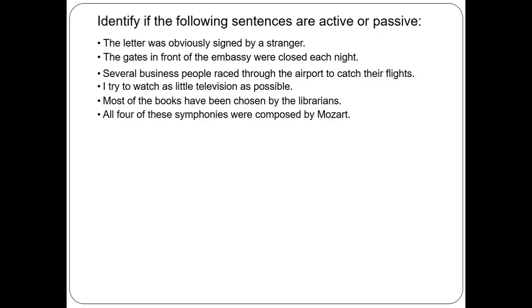And all four of these symphonies were composed by Mozart. That one is, of course, also still in the passive voice, were composed by Mozart. You can tell by the "by" phrase over there, and you can tell the passive voice construction, were composed. If you would like to transform this into the active, then you can just move Mozart to the front, and the verb now becomes the simple past. Mozart composed all four of these symphonies.